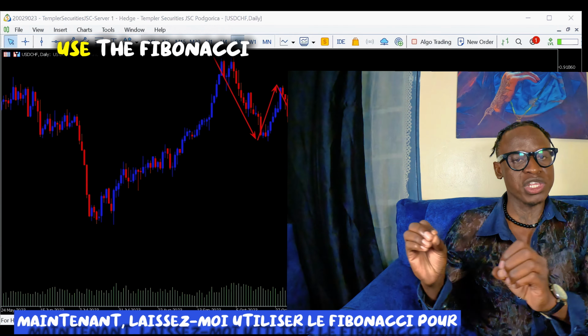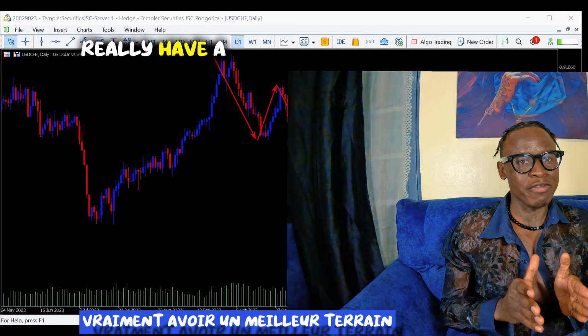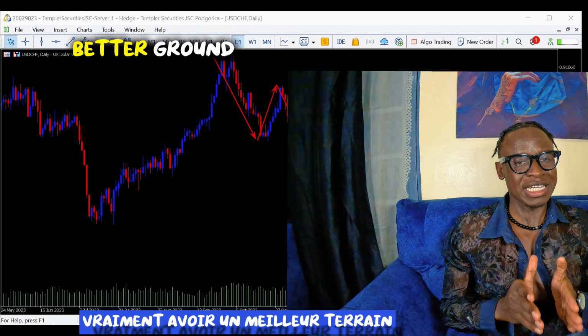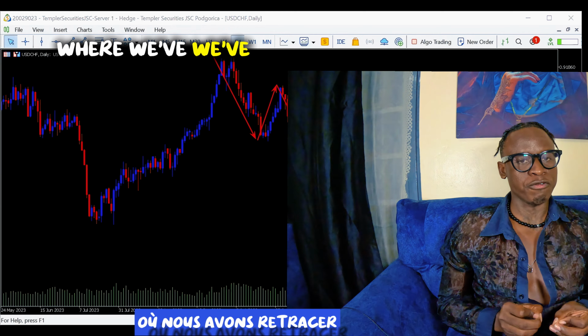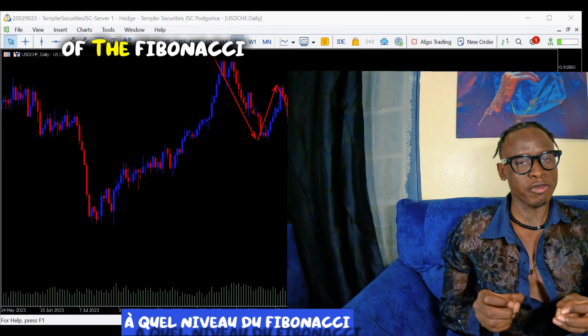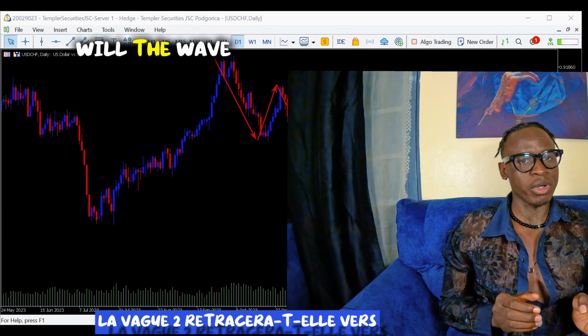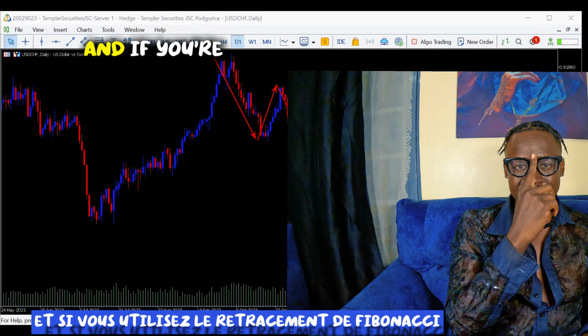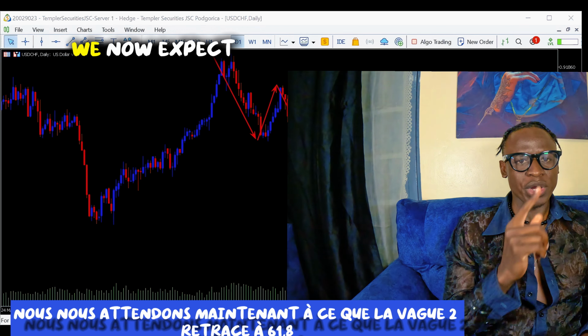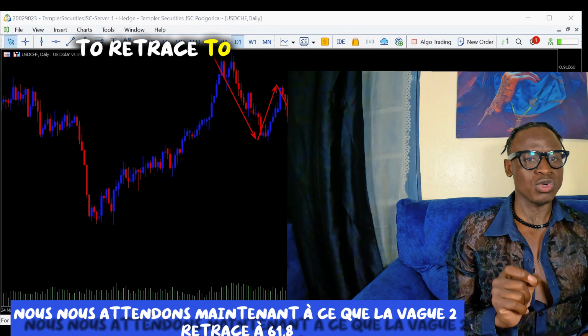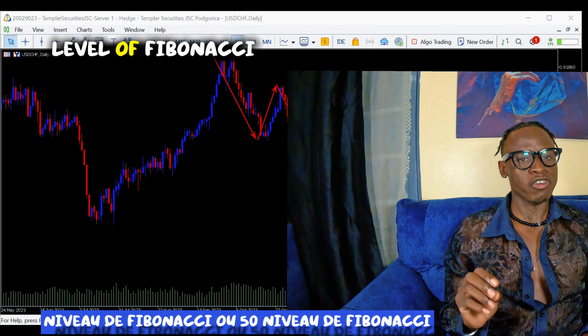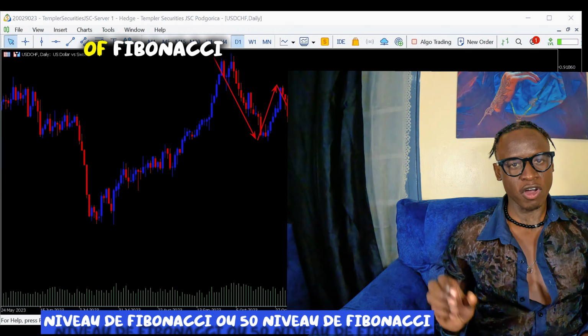Now, let me use the Fibonacci to have better ground in regards to these corrections, because the Fibonacci retracement is going to show us where wave 2 retraced to, at what level of the Fibonacci wave 2 retraced to. And remember, we say that wave 2 should not be almost the same size or longer than wave 1. And if we're using the Fibonacci retracement, we now expect wave 2 to retrace to the 61.8 level of the Fibonacci or the 50 level of our Fibonacci.